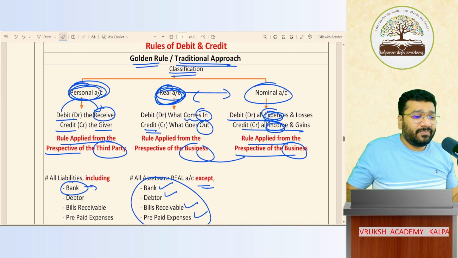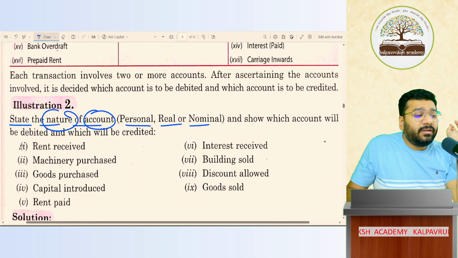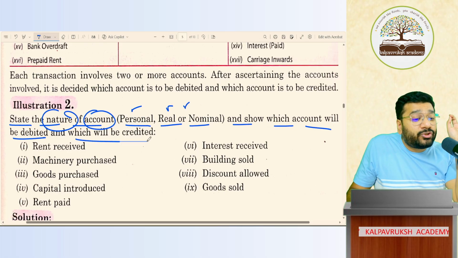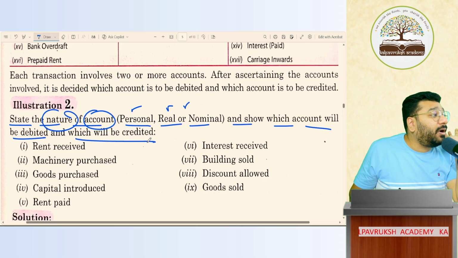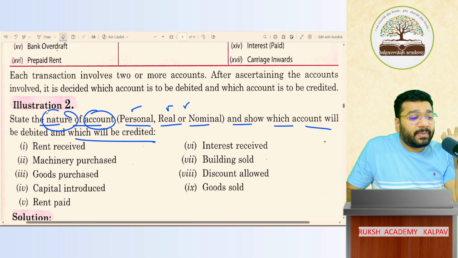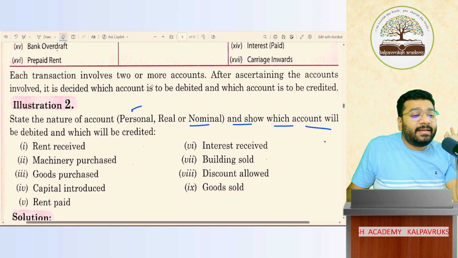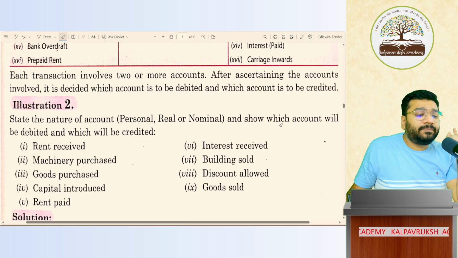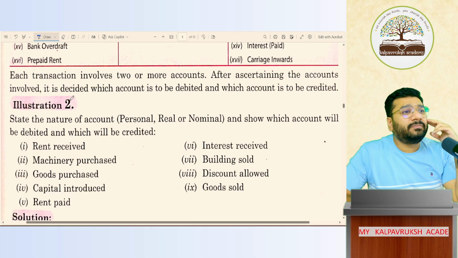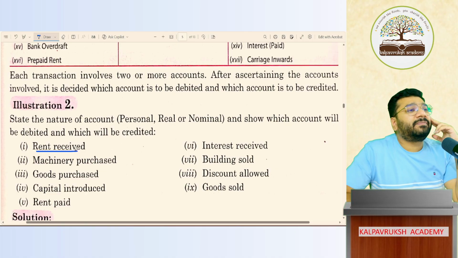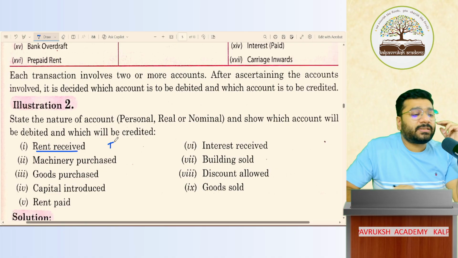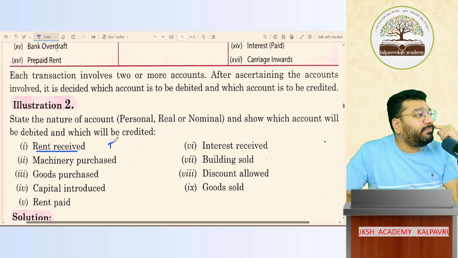Okay. So the question says: classify the below given items as either personal, real or nominal, and show which account will be debited and which will be credited. Got it, not got it? Okay, let's go with the first one. Rent received. My first question to all of you: is this a BFT or not? Rent received. Is it a transaction? Yes. Rent received means money received.